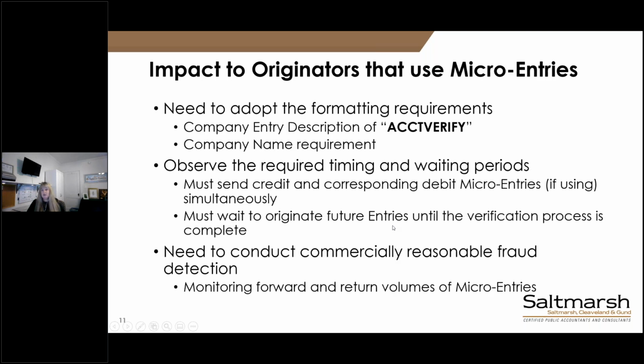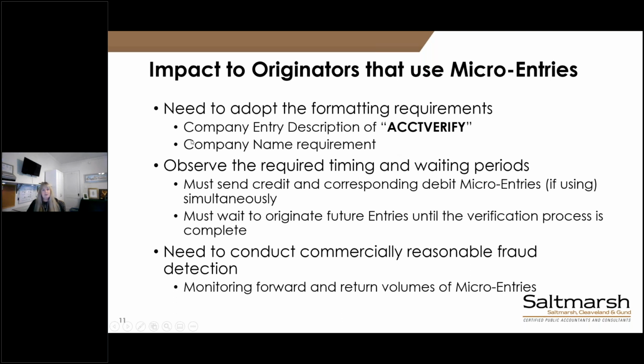Next, the next few slides are going to be the impacts to the different participants. So this is really summarizing what we already talked about. The impact to originators that use micro entries: obviously, we already talked about the formatting requirements. The ACCTVERIFY has to be in the company entry description field, and the company name has to be easily recognizable to the receiver and be the same name as what's going to be in the future transactions. It should be the same, and really the originator name should go there.